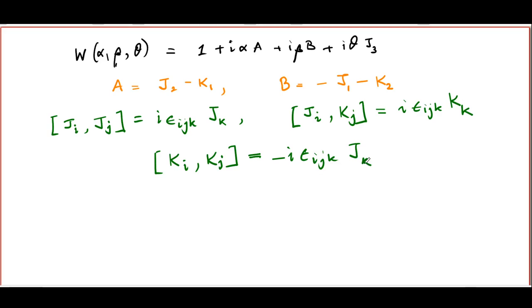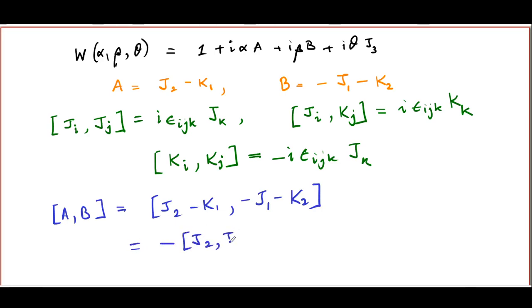So these are the basic commutation relations which we will use to find out the commutation relations between A, B and J3. So let's begin by trying to calculate the commutation relation between A and B themselves, the two generators of the S subgroup. This is of course the commutator of J2 minus K1 with minus J1 minus K2. This is the commutator that we need to calculate. Now, this of course breaks down into four commutators. One between J2 and J1. There is a commutator between J2 and K2, which according to this equation is 0, so I'm not writing that down. There is another one between K1 and J1, which is also 0 for the same reason. And then you have finally this commutation relation between K1 and K2.